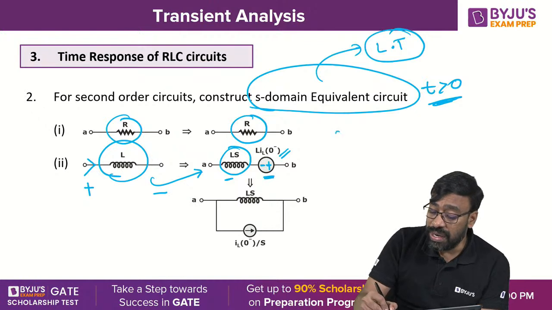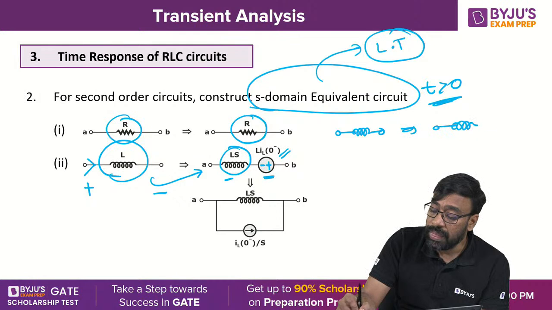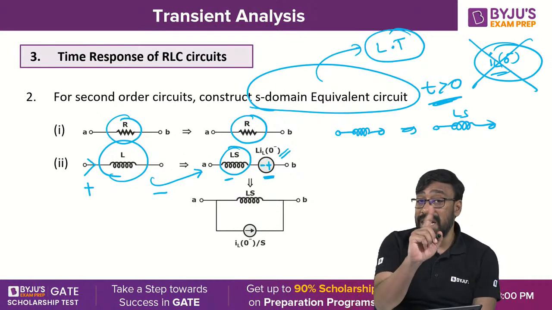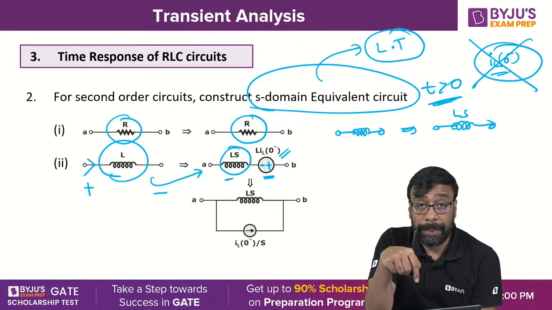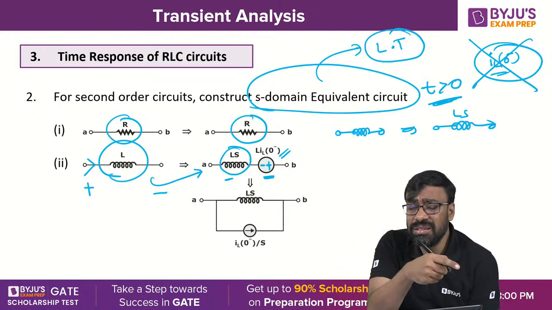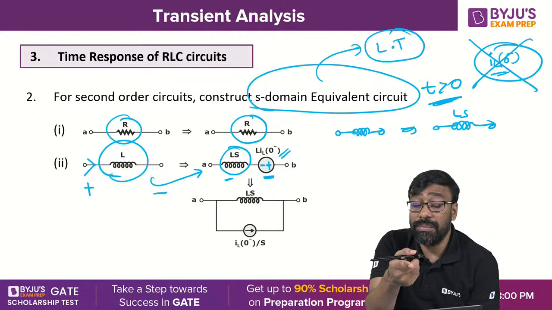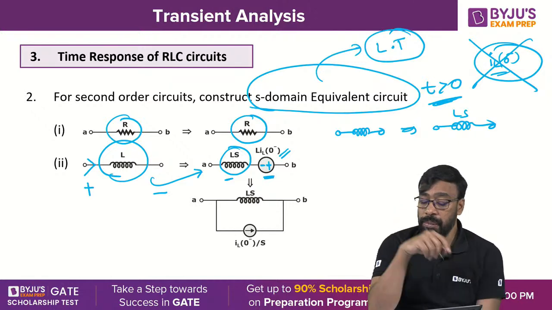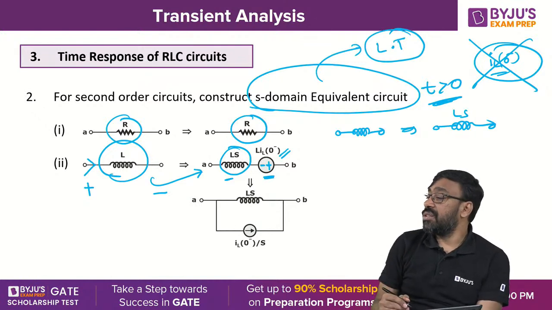Most of the times, most of the people remember that it is Ls only. That means they are neglecting IL of 0 minus. They are neglecting IL of 0 minus. You can't neglect in this particular case. Got it? Sometimes it might be 0. If you get it as 0 by finding the value, there is no problem. But you can't take it 0 by default. You have to find that value. So L into IL of 0 minus.